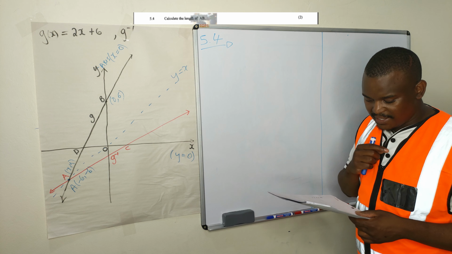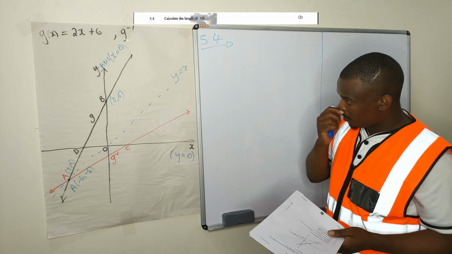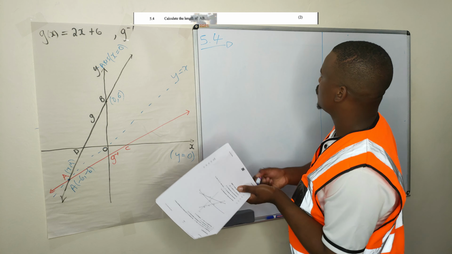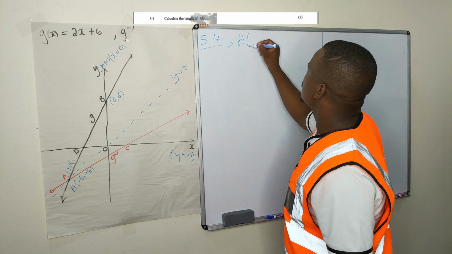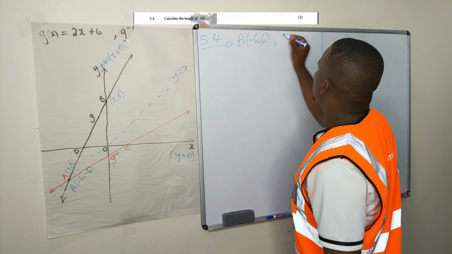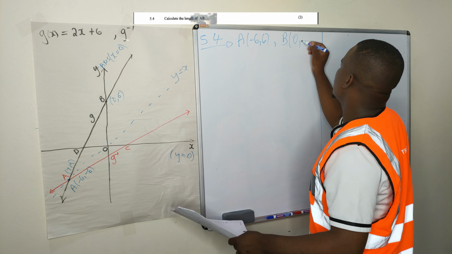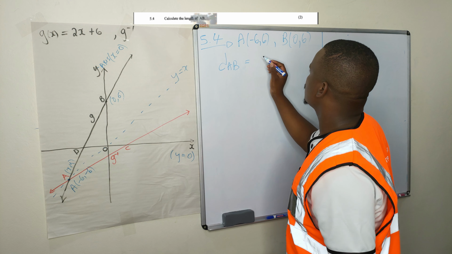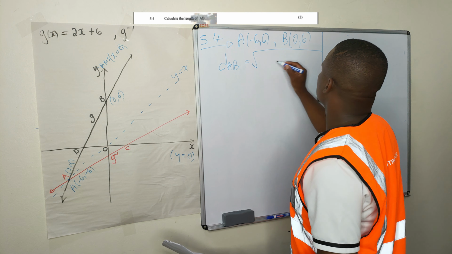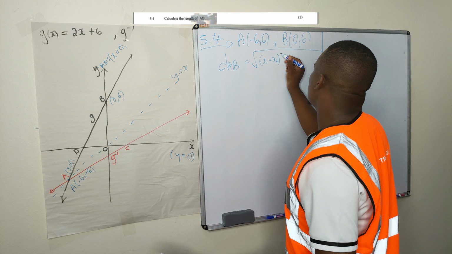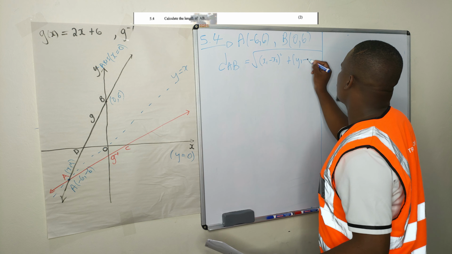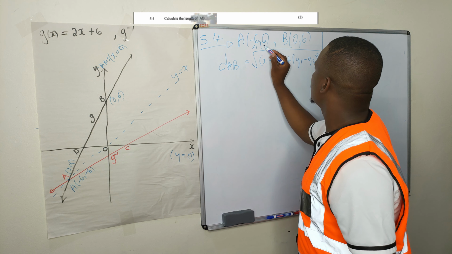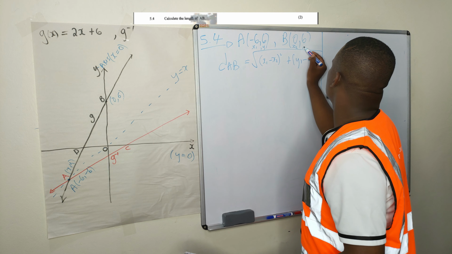5.4 reads as follows. Calculate the length of AB. They want you to find the length of AB, this length here. So use the distance formula. Your A is -6 and 6, and your B is 0 and 6. So the distance from A to B is equal to this: x1 minus x2 all squared plus y1 minus y2 all squared. So you can say this is your x1, y1, x2, y2.